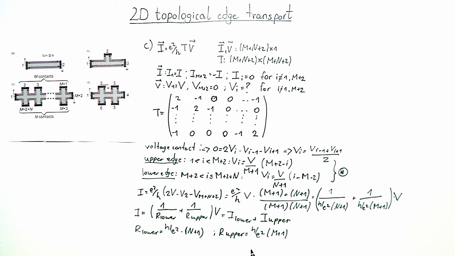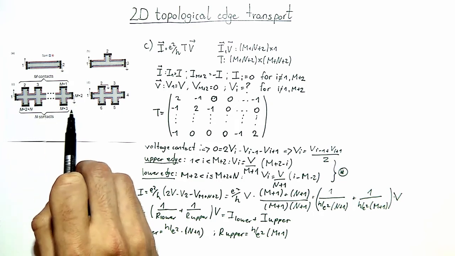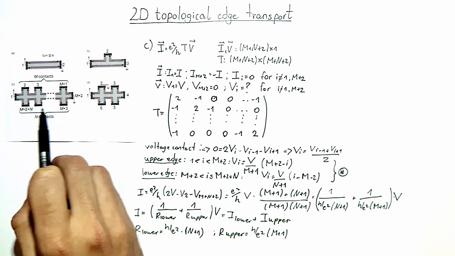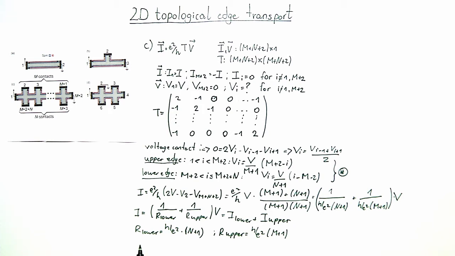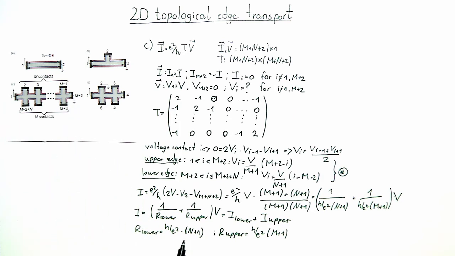Now if you look and think about these two expressions a bit more, it may occur to you that we have the resistance quantum, say for the lower edge, and we have the resistance quantum N plus 1 times. But N plus 1 is exactly the number of edge segments along the lower edge. So if we have N contacts, then the number of edge segments in total along this edge is given by N plus 1. So we can think of this resistance as being the total resistance of the lower edge, which is just given by the number of edge segments along that edge times the resistance quantum. So we can associate the resistance quantum with each edge segment. And we can do the same for the upper edge.